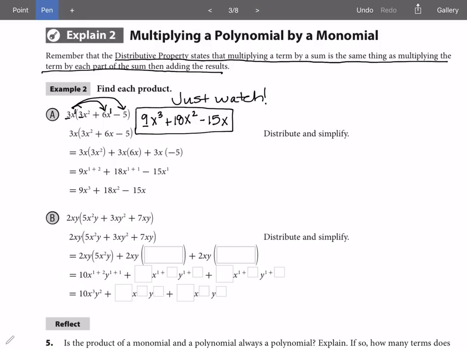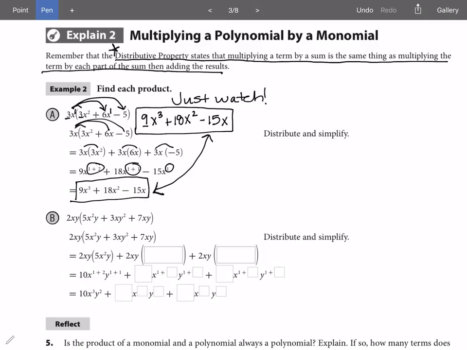I know that the book did it step by step. They distributed here, and here, and here, because that is, in fact, the definition we gave. Then they simplified and added exponents. They got to 9x cubed plus 18x squared minus 15x, which is exactly the same thing that we got here. Okay, so now I want you to go ahead and take notes with me. Go ahead and write this down, and we will go step by step.